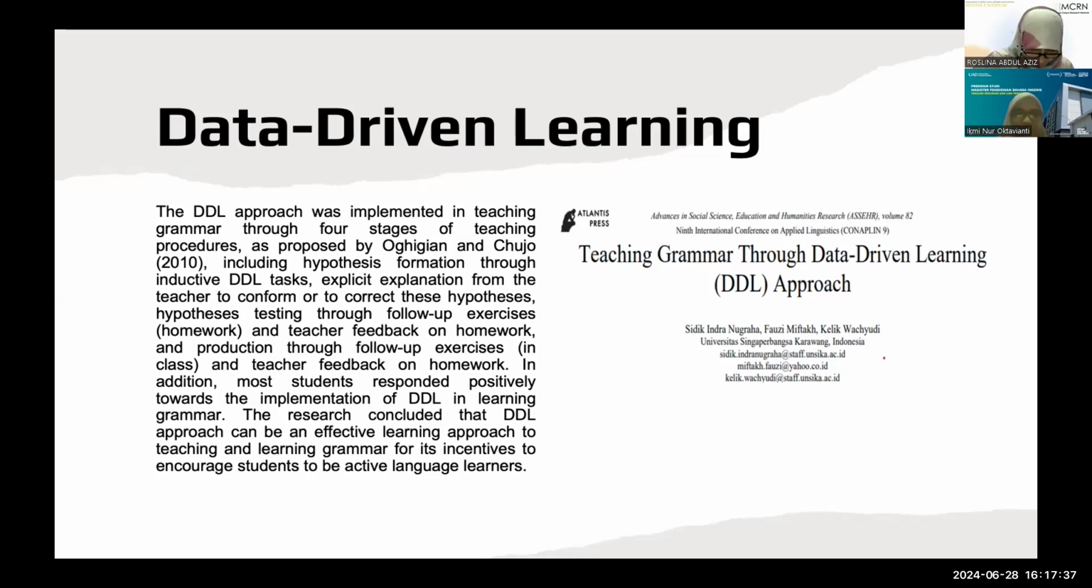So from this research, it is obvious that most students responded positively towards the implementation of DDL, or data-driven learning, in learning grammar. This is interesting because it shows that the students enjoyed the DDL activity in the classroom. The research also concluded that the DDL approach can be an effective approach to teaching and learning grammar for its incentives to encourage students to be active language learners, because they have to get involved in the activities, right? It's like discovery learning, because the students will be the detectives. They have to generate patterns from the language data that they are observing.